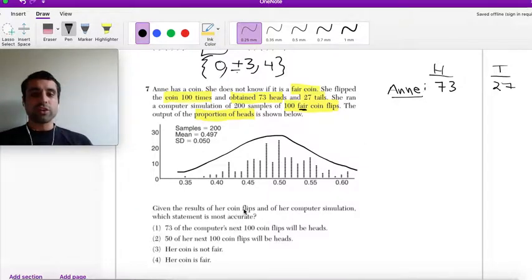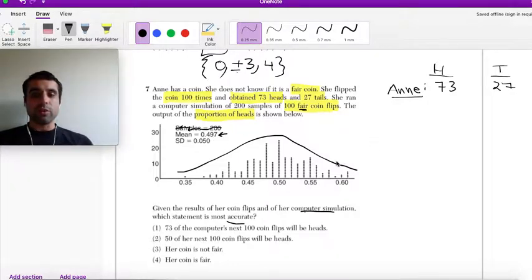So given the results of our coin flips and of our computer simulation, which statement is most accurate? Well, first thing, we don't care about the samples right now, but we do look at the mean. This is 49.7%, 0.497, which is very close to 50%, which is to be expected, and this is the standard deviation.